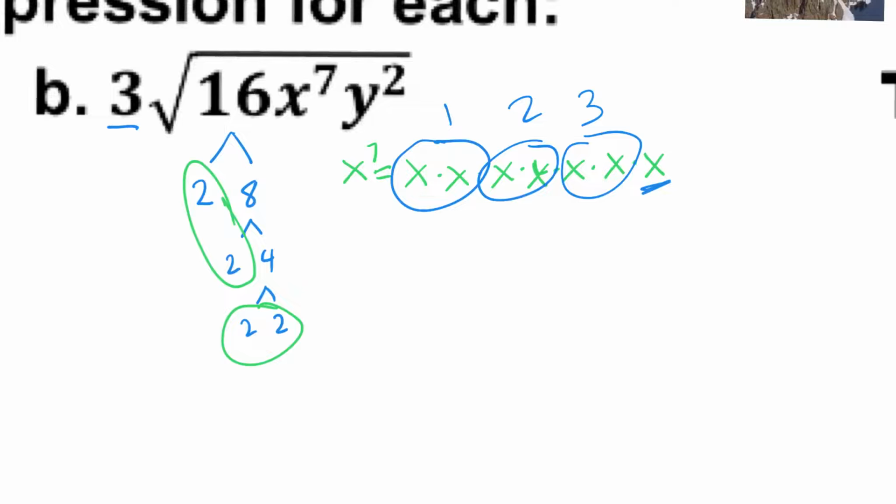And then we'll do y's. So y squared equals y times y. And then we'll circle our y pairs. There's just 1 pair of y's.